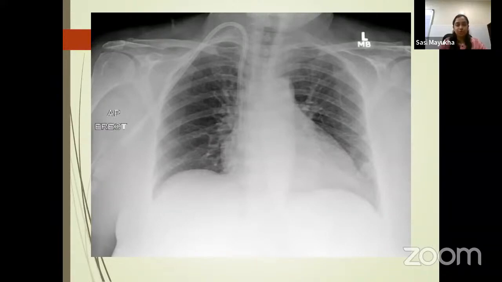So to rule out a pneumothorax, instead of taking an X-ray, we can do a lung ultrasound to see if there's any lung sliding present or absent. If the lung sliding is absent, that means the patient has pneumothorax and it is iatrogenic because we have caused the pneumothorax because of the central line cannulation.